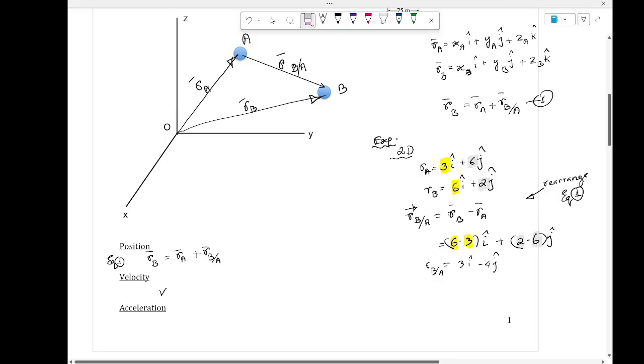There's a typo. I hate to do typos. So VB = VA + VB/A. Now don't forget to put a line on top because those are vectors, right? They have i, j and k components if you're dealing with Cartesian coordinates. The same thing applies for acceleration. A means acceleration.